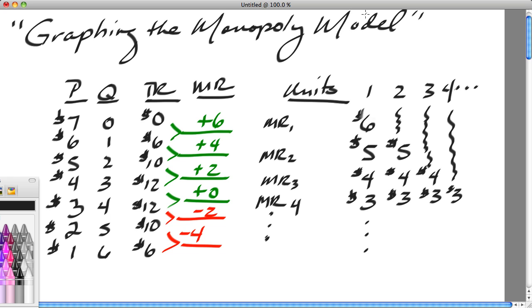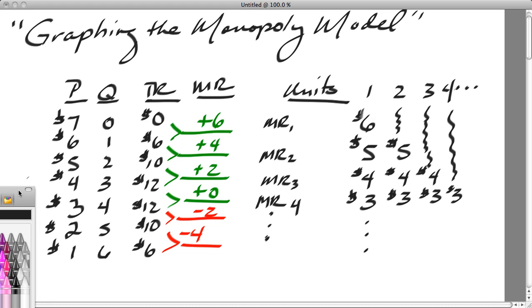In this segment, we're going to take a look at the monopoly model, and in the end, we'll be graphing the monopoly model and learning how to determine where the monopolist maximizes profits. We begin the analysis by looking at a couple tables that will help us understand the relationship between prices over here, and marginal revenue. And I want to take a few minutes before I draw the monopoly model to explain the relationship between price and marginal revenue.